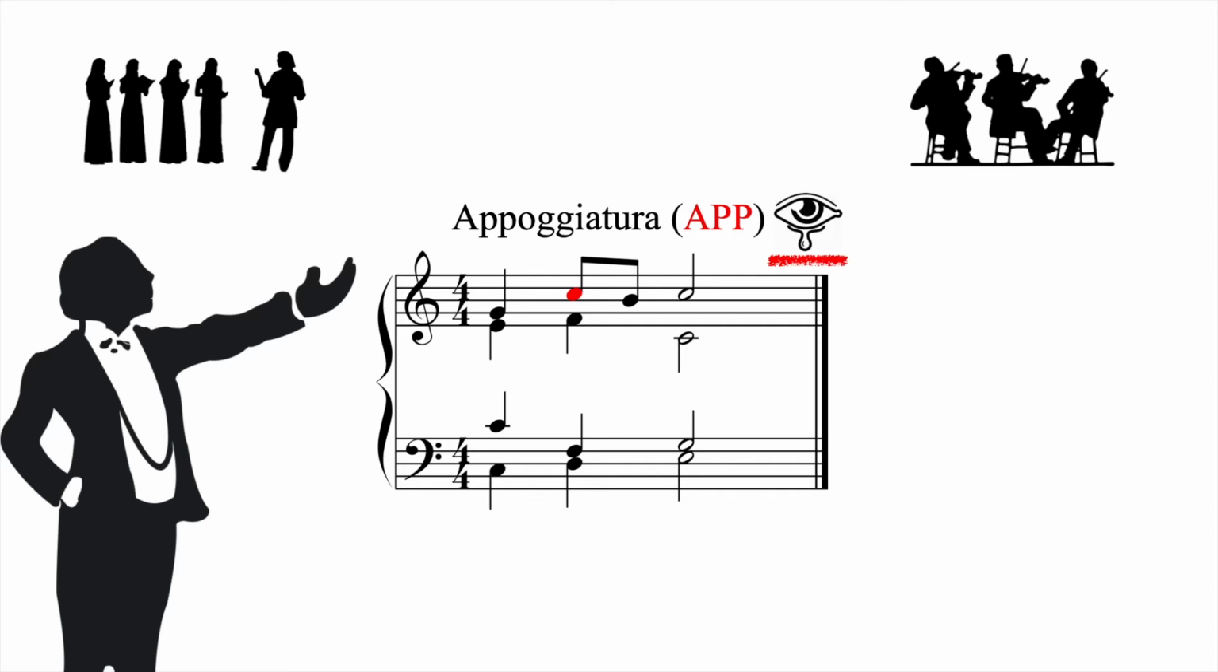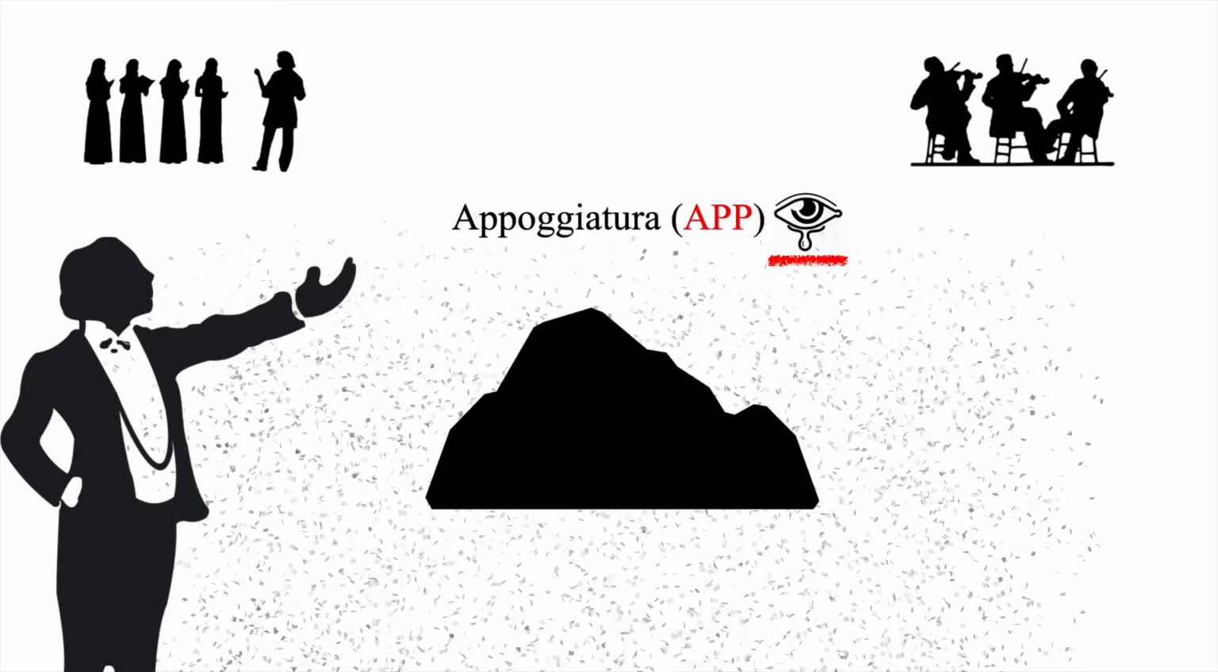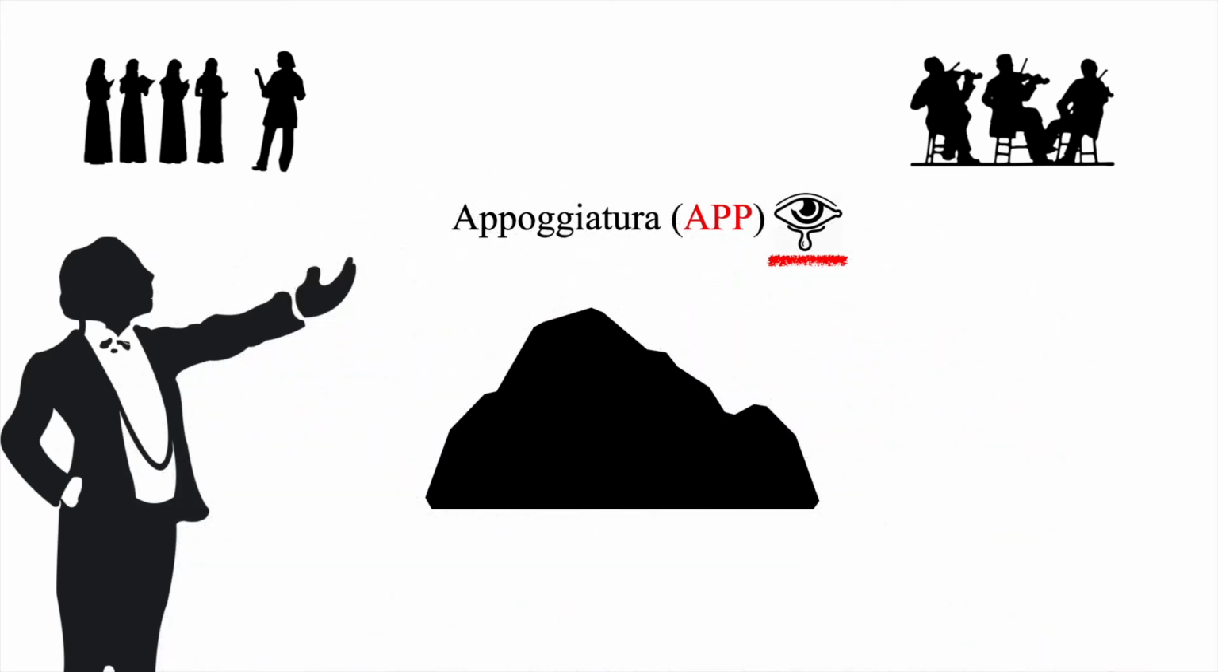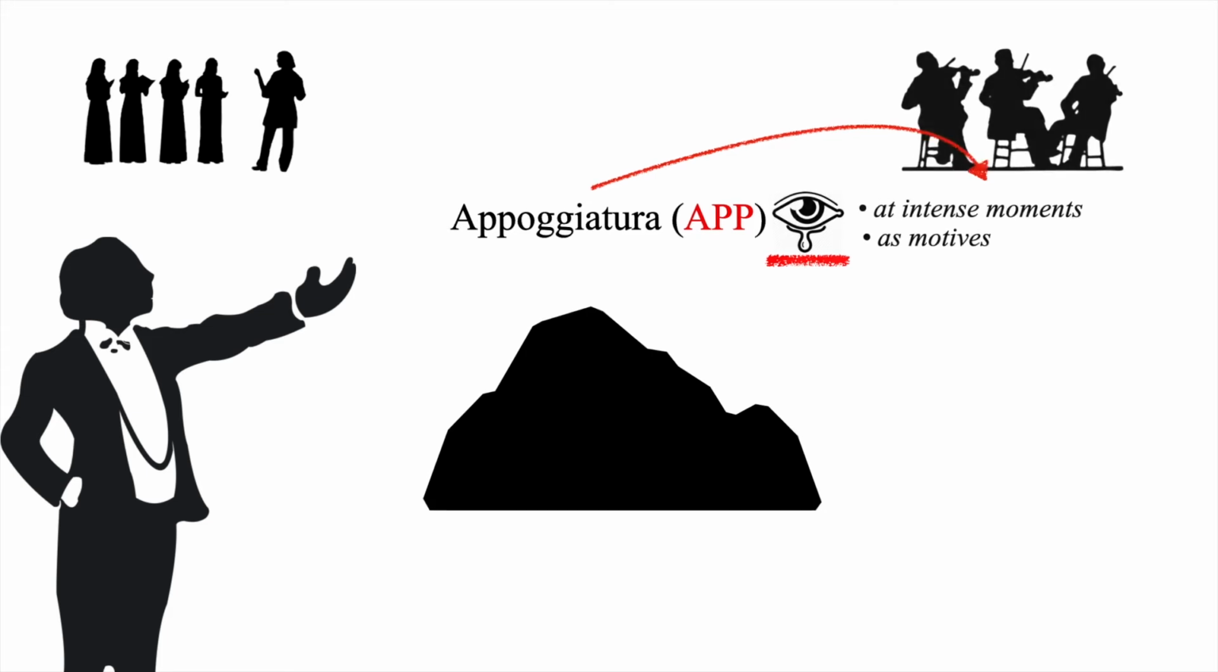In fact, if one appears in a chorale-style context, it usually sticks out as a bump in the texture. For this reason, appoggiaturas are usually limited to special, intense moments, or else used consistently as motives throughout a given passage. As time went on, embellishing notes became more and more common, to the point where composers started sometimes using them as part of the harmony.